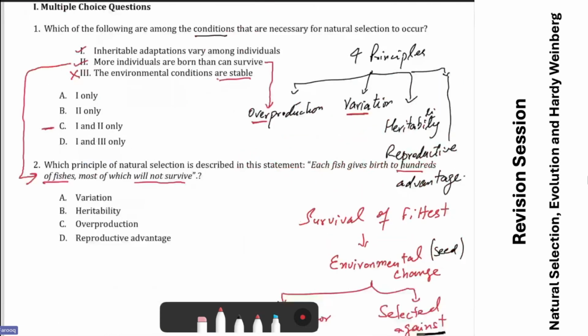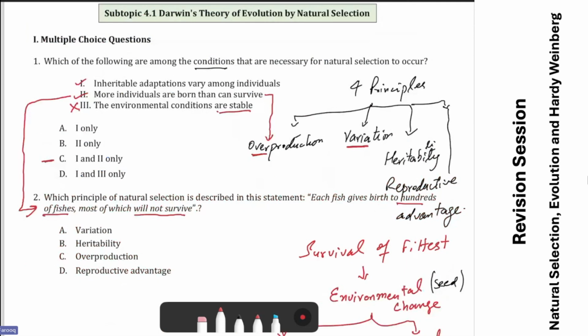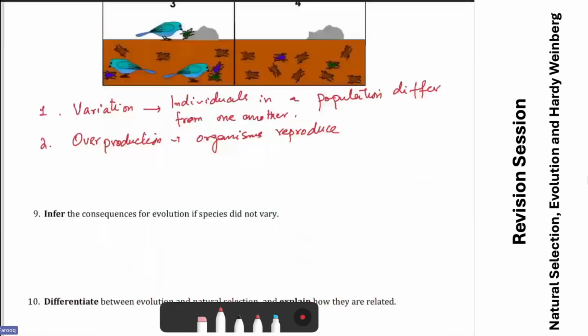If you go to MCQ number 1, inheritable adaptations vary among individuals. This is variation. Then, more individuals are born than can survive. This is what I want to write now. So I will write it here: organisms reproduce more than they survive. So you can bring them from previous questions.